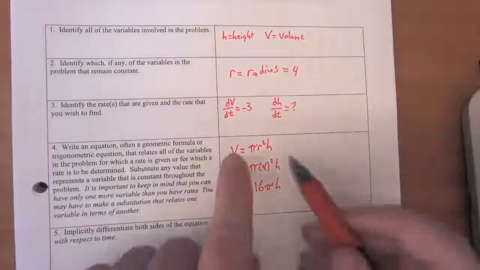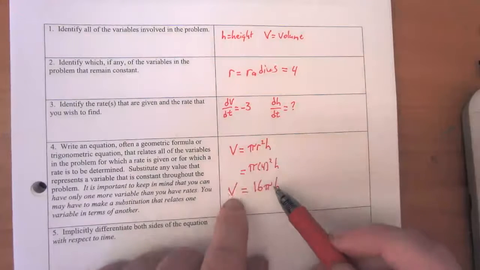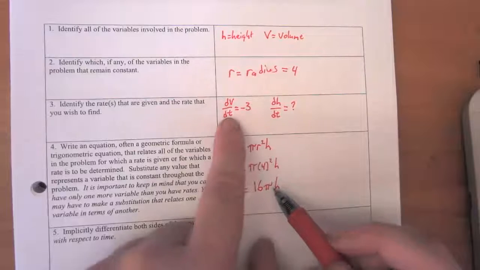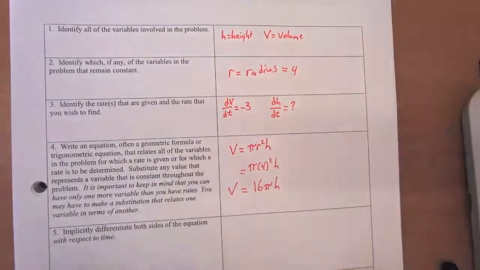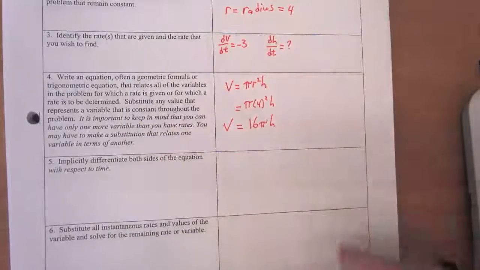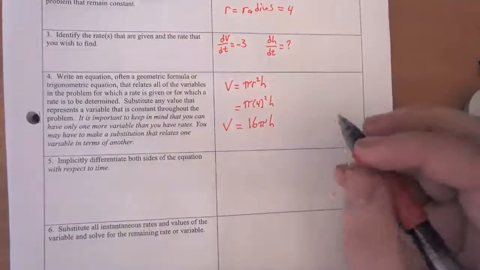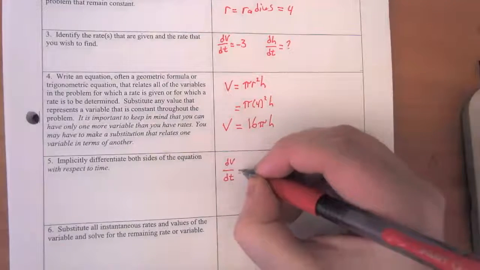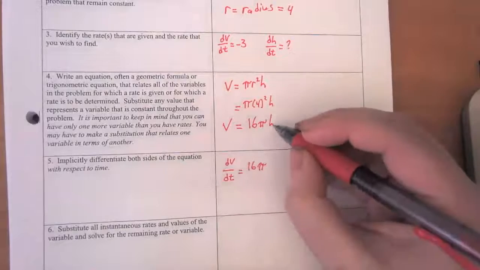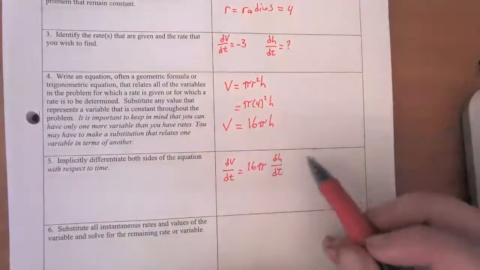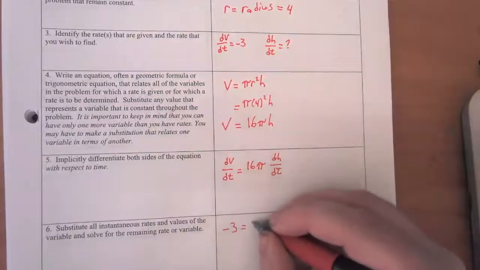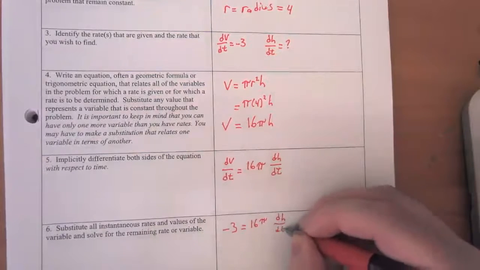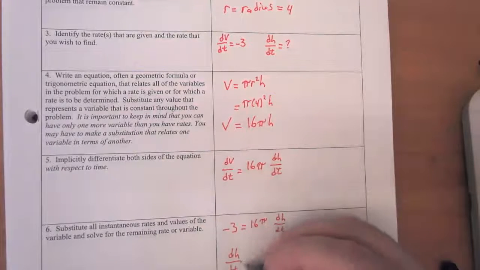And once again, what they're saying here is that this had 3 variables in it: volume, radius, and height. But after we had done our substitution, we only have 2 variables, which is cool because we've got 1 rate. If we had 1 rate and 3 variables, we wouldn't be able to solve this problem. But now that we've got this, we can implicitly differentiate the volume with respect to time. And so that's dV/dt is equal to 16 pi times dH/dt. And now we can substitute in what we know. We know that dV/dt is equal to -3. So we've got -3 is equal to 16 pi dH/dt. And then we divide through, and so we get dH/dt is equal to -3 over 16 pi.